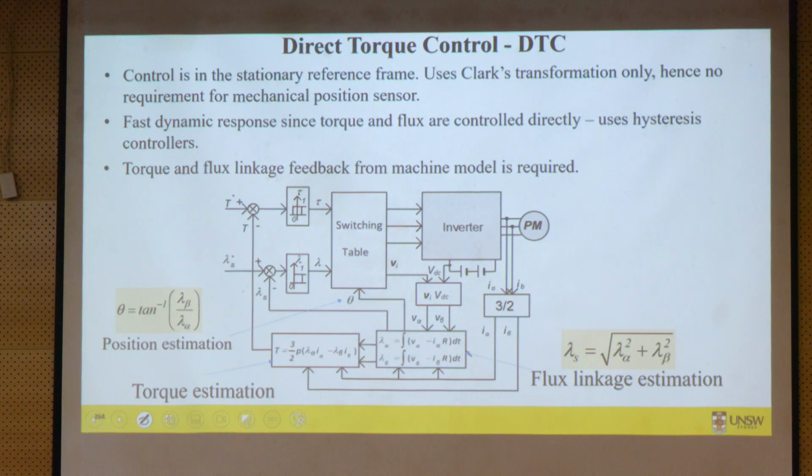So for IPMSM, we do a transformation, but this is a stationary frame transformation. I alpha, I beta. To get I alpha, I beta, we don't need theta, right? The matrix is actually all numbers, because theta is 0, so we can simply calculate I alpha and I beta.